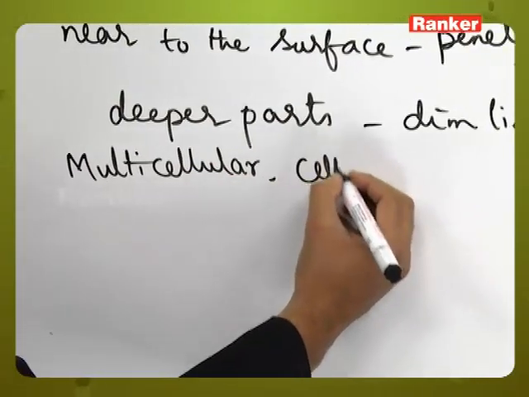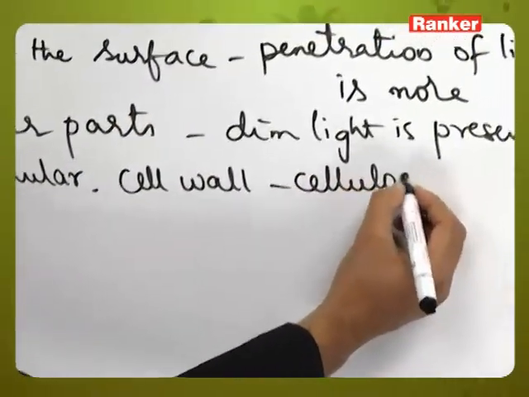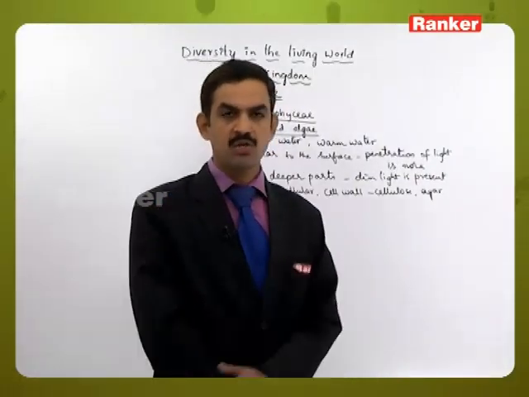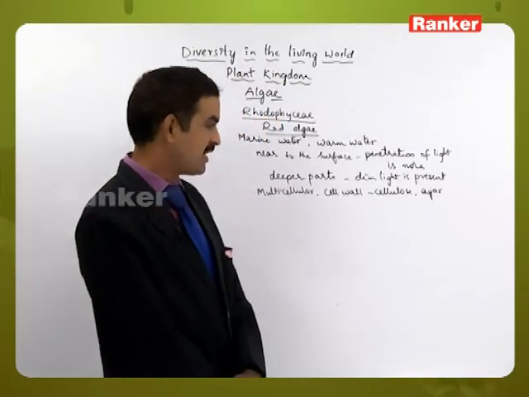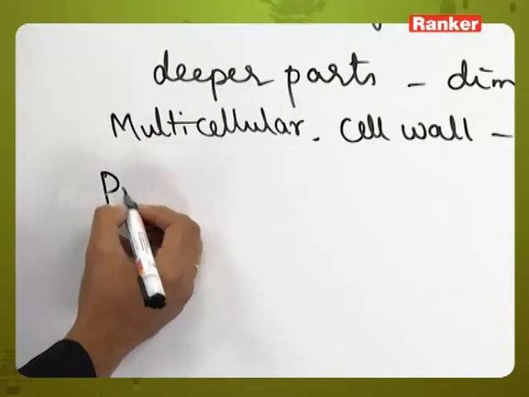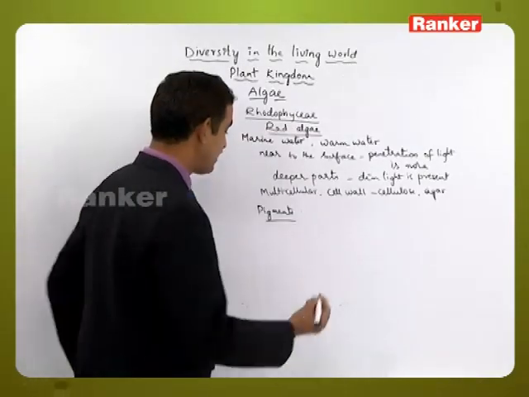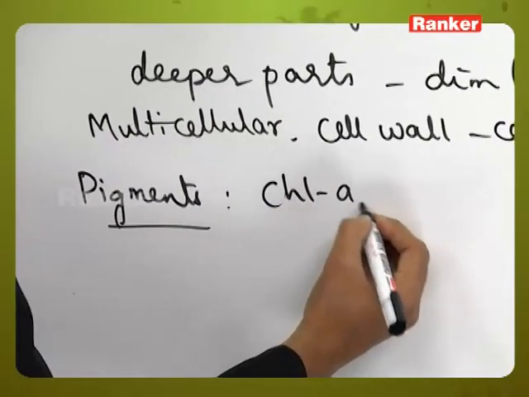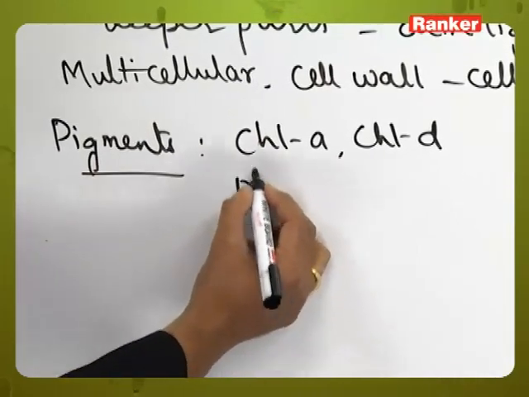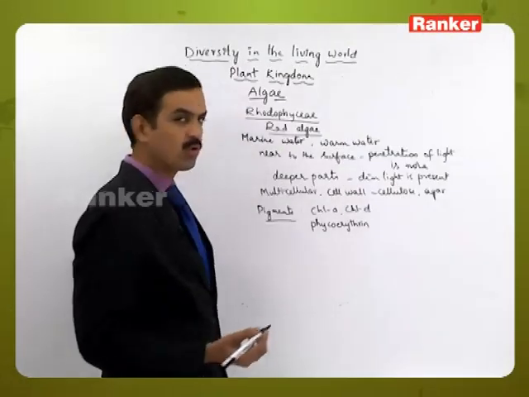And these Rhodophyceae members are multicellular in nature, with a cell wall made up of cellulose and agar. Agar is a water-holding substance used for commercial purposes, produced by Gelidium and Gracilaria, for example. These members have pigments responsible for photosynthesis in the chromatophores: chlorophyll a, chlorophyll d, and apart from the carotenoids they have phycoerythrin and a little amount of phycocyanin also.